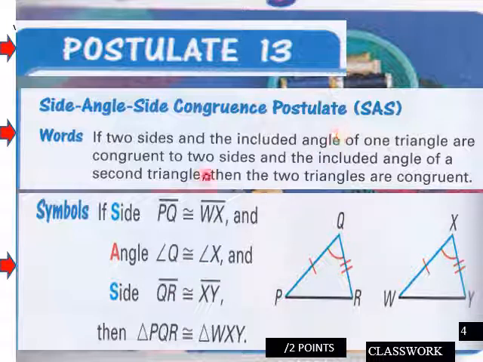So this is side angle side, so we need a side, an angle, and then a side. We got a side, angle, and a side, and then we have a side here QR and XY, and then we got side PQ and WX. So we have side angle side, angle side angle side.